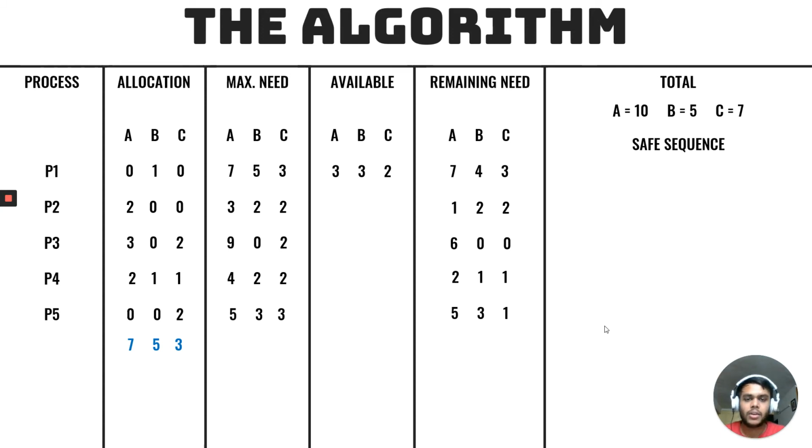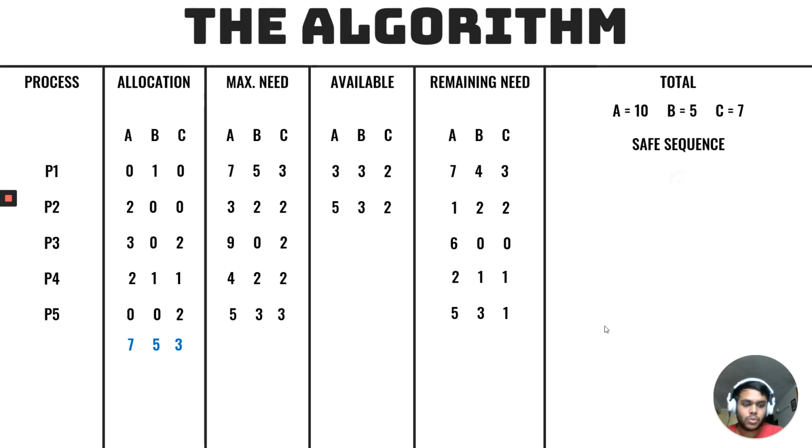So we'll take a look at P1. For P1, the remaining need is 7, 4 and 3, while the availability is 3, 3 and 2. So clearly we cannot execute the process with the current available amount of resources. So we skip this and move on to P2. Now P2 needs 1 unit of A, 2 units of B and 2 units of C to execute. Surely we can provide that. So that's exactly what we did.